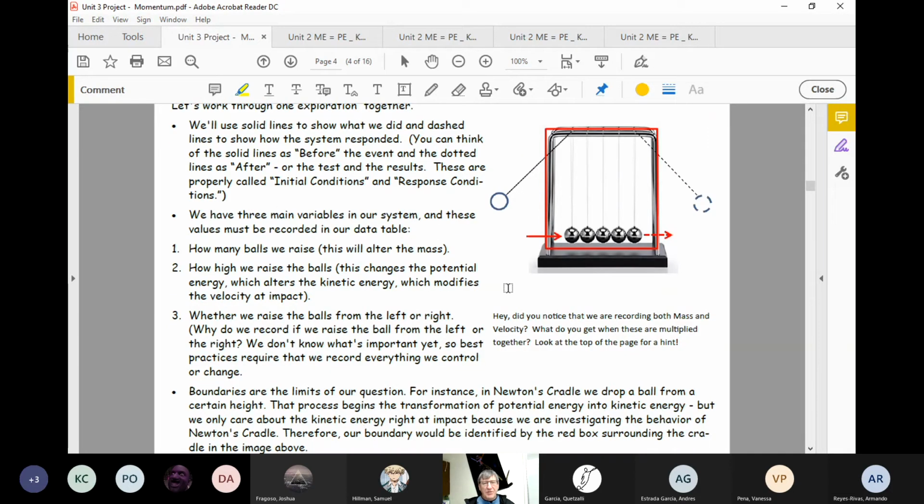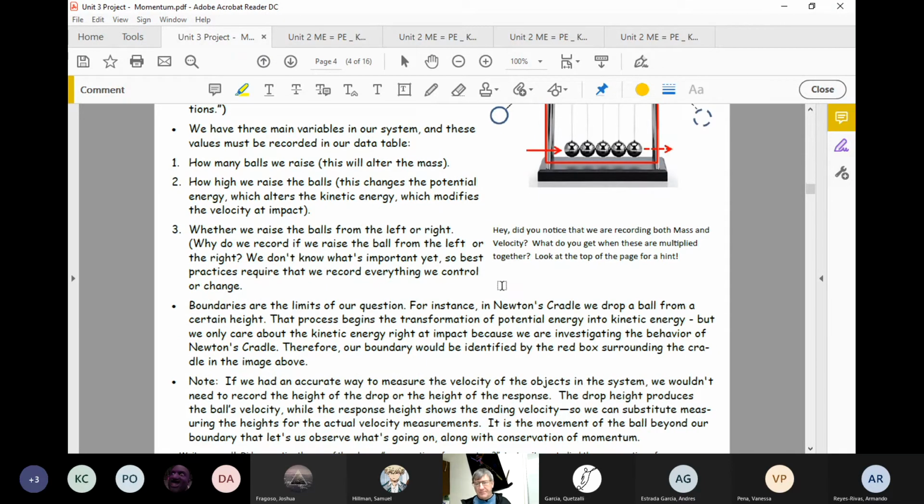Basically, we are looking at three variables in the system. The mass, which is how many balls we lift. The velocity, which is how high we raise those balls. That changes the kinetic energy, and that changes this velocity. And finally, whether we lift them to the left or the right. You might not think that that's very important, and it might not be, but we should just keep in mind that that is one of the variables we are modifying. Okay.